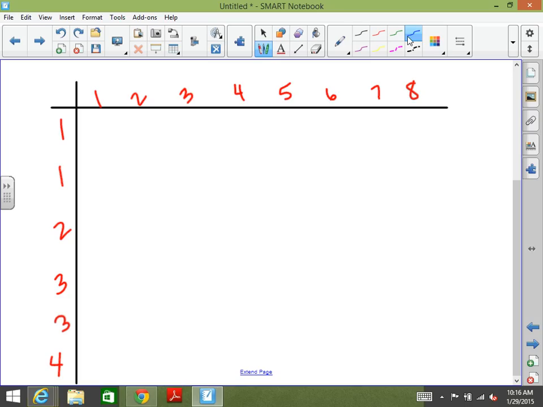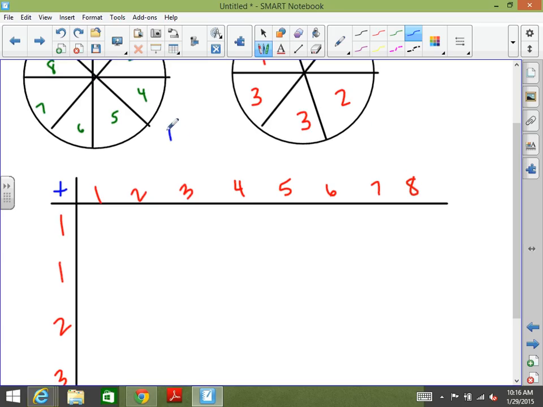Okay. We're looking for the sum again. And what are we looking for this time? A sum of... Looking for sum of 6. So we're looking for 6s this time.